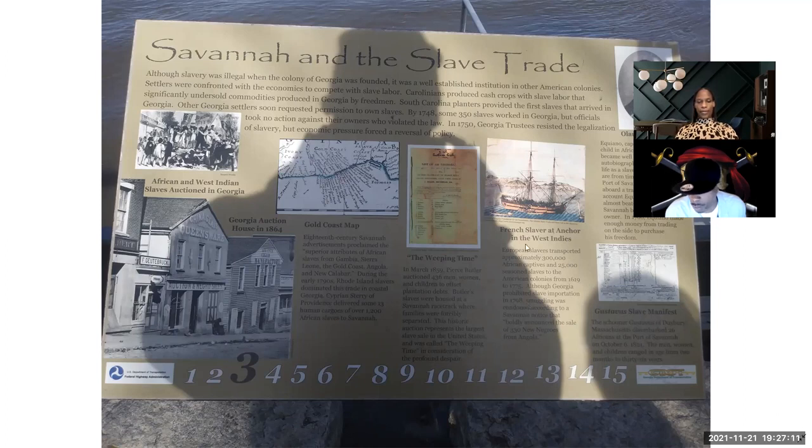So anything else you want to build on this? Based on these, the weeping time and the French slave, I mean, it's clear. 436 was the highest number of slaves that were sold at that time. It's clear, it's in black and white.